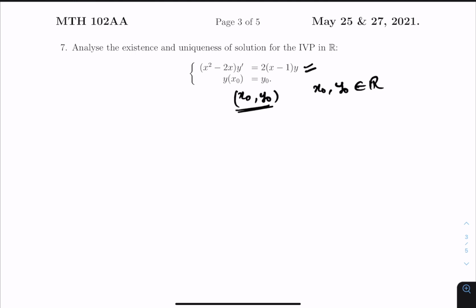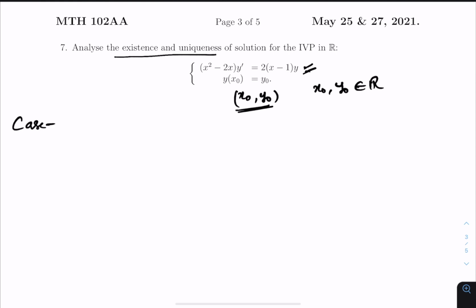So when you say analyze the existence and uniqueness of this problem, basically one has to conclude for what values of x0 and y0 this initial value problem will admit a solution and not admit a solution, and if it admits, how many solutions, and so on. That's what analyze the existence and uniqueness means here. So again, you see here the ODE is fixed. If you change x0 and y0, that means the initial condition is changing, and depending on that, the existence and uniqueness of the solution can change. Okay, so let's do it step by step.